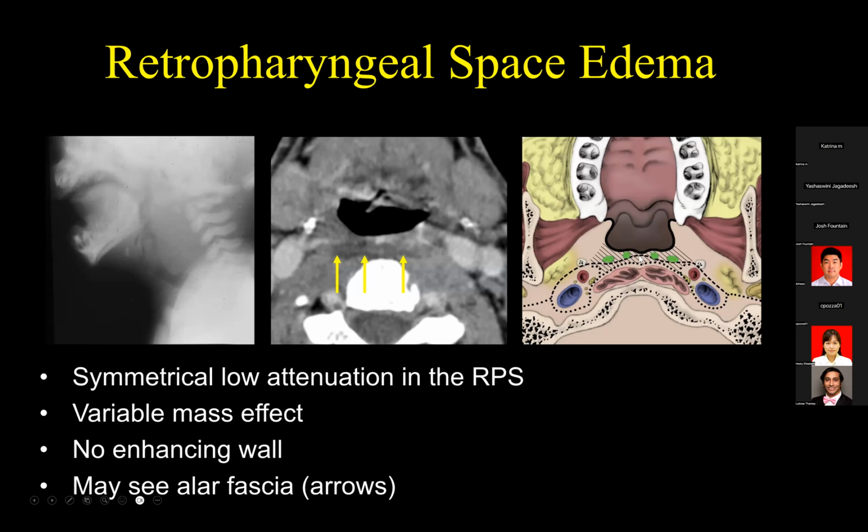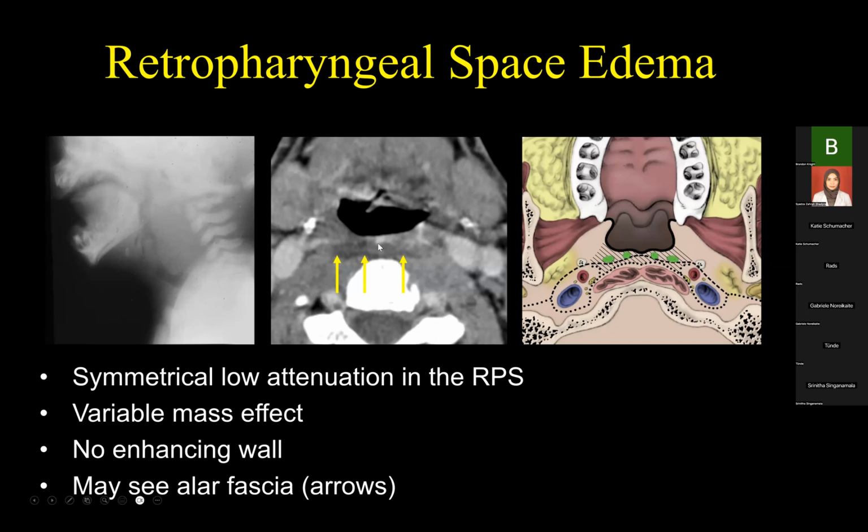And then the space from the alar fascia to the prevertebral fascia is what we refer to as the danger space. So in this case, if you do see this effusion, low attenuation of this edema, and you can see the fascia, that kind of supports that you're dealing with retropharyngeal space edema. So in general, the retropharyngeal space edema tends to be low attenuation.